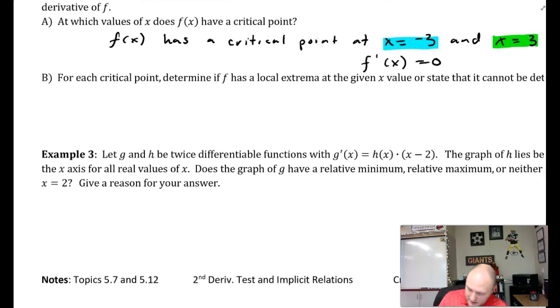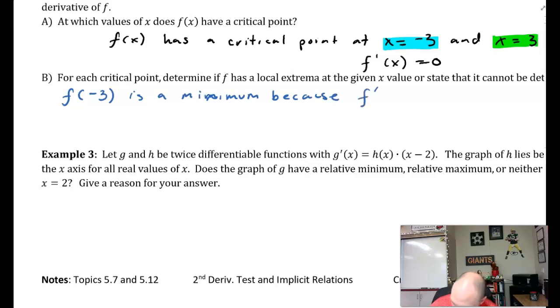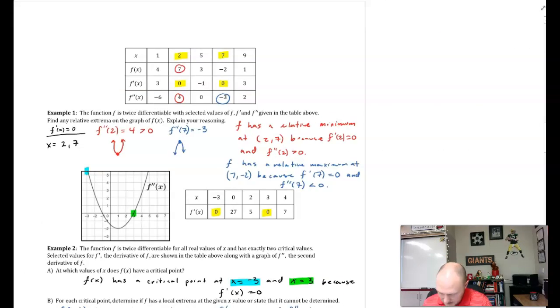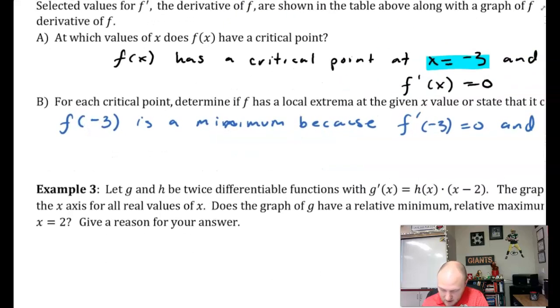So we can say f of negative 3 is a minimum because f prime of negative 3 is equal to 0 and f double prime of negative 3 is greater than 0. Concave up has to be a minimum. Okay, how about f of 3?